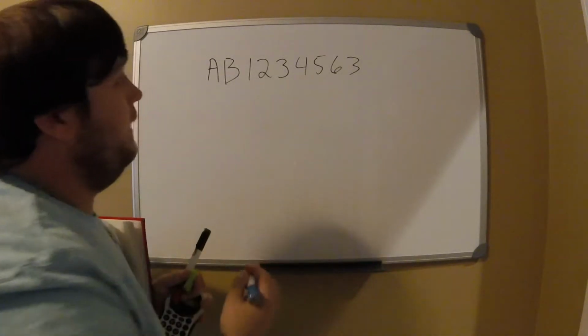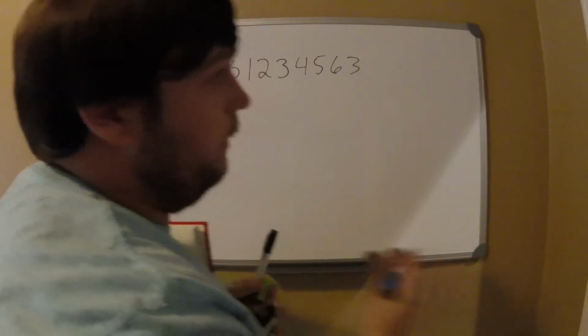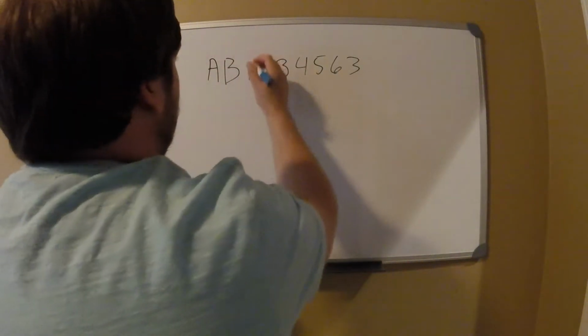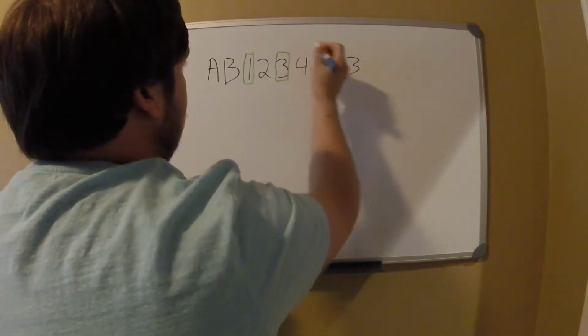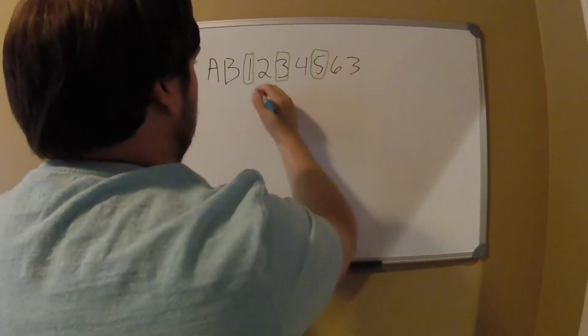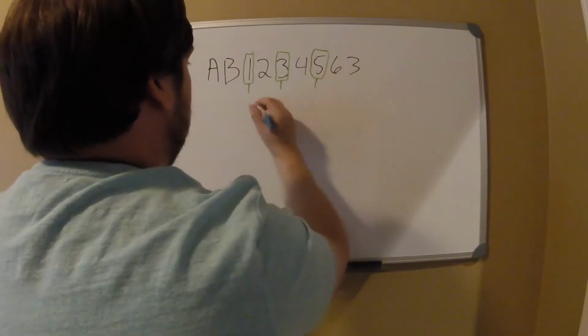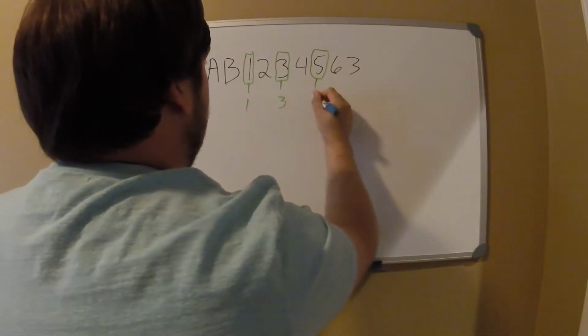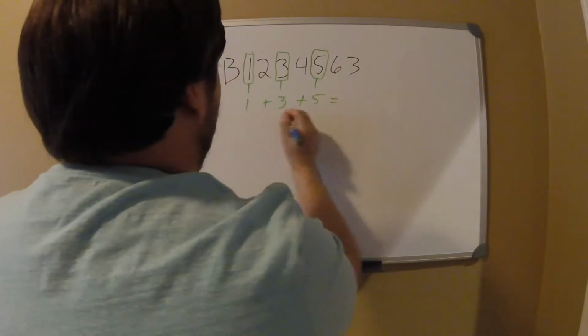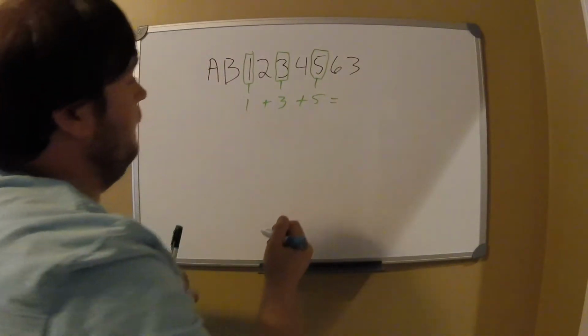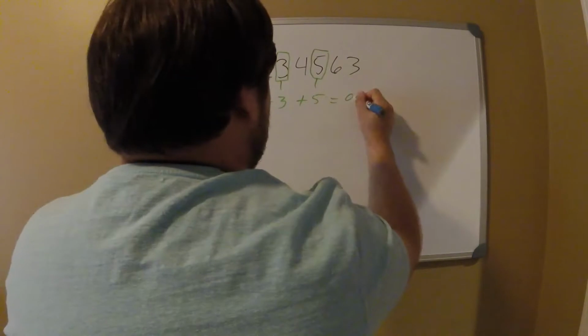All right, so the way to calculate it, to make sure it's accurate, is that we're going to take the first number, the third number, and the fifth number. We're going to say 1, 3, 5, and add those together. So 1 plus 3 plus 5 is 9.